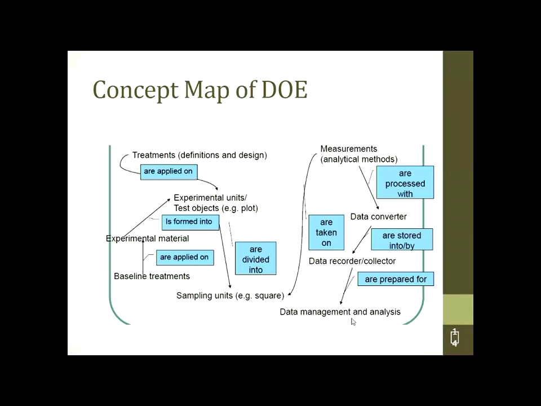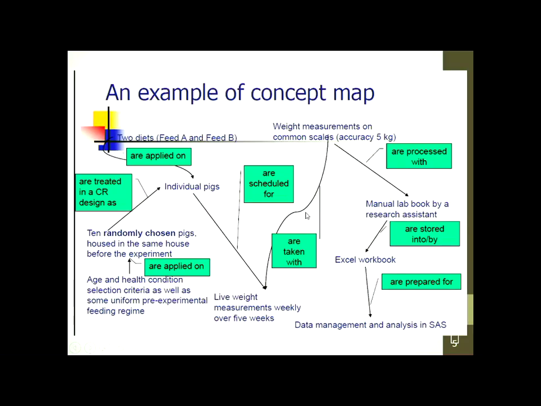So when we conceptualise our experiment, we need to think about all the way from the experimental material, any initial treatments that we apply to that, what the experimental units are, what our treatments are, how we measure that, whether we do any subsampling, and then how we manage the data after it's collected. These are all parts that need to be considered when we are designing experiments. So here's an example.